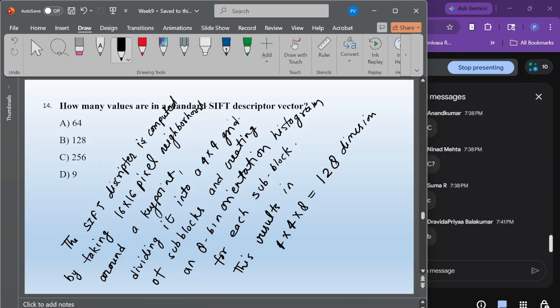These 128 non-negative values are used to form a feature vector that represents the local appearance of the key point, which allows for robust matching. So the total of 128 dimensions for the standard descriptor vector is represented. So yeah, option B is the correct answer for this question.